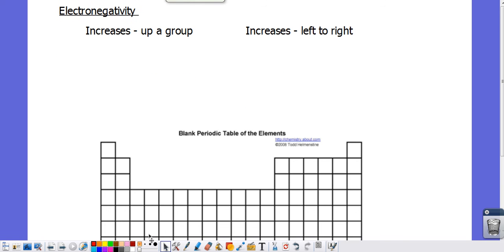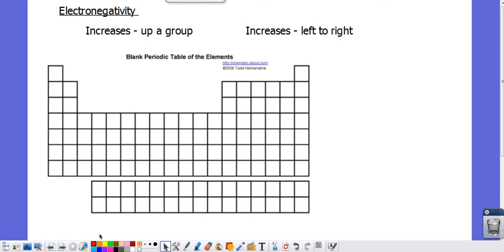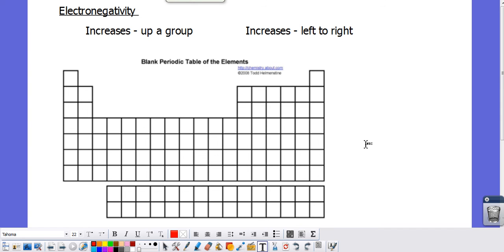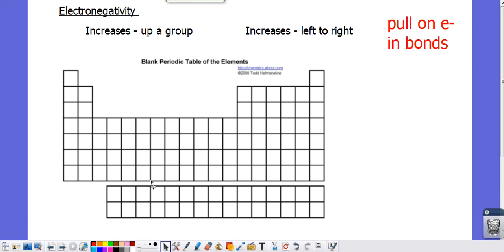Electronegativity is, my brain just lost it. It's a pull on electrons in bonds. So when we look at the periodic table again, we see the same relationship between size and electronegativity.